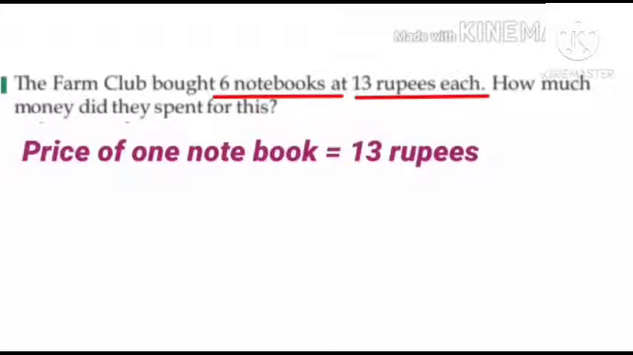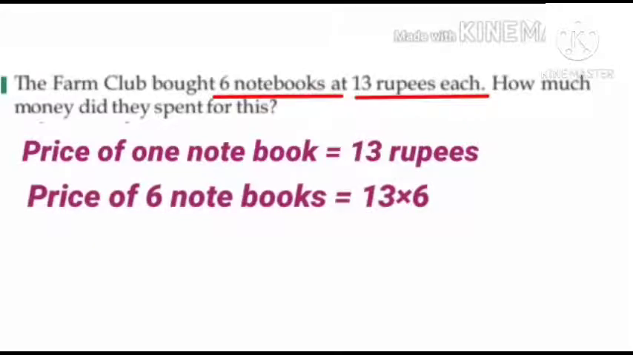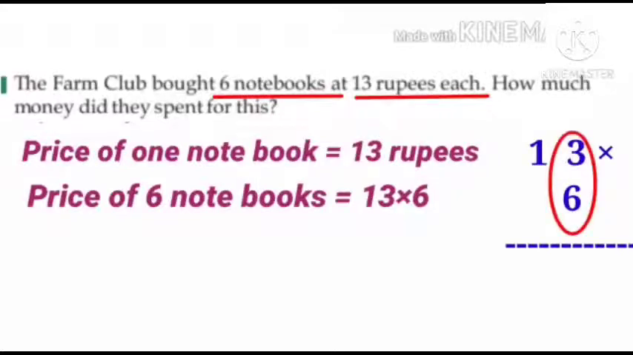You know, price of one notebook 13 rupees. So, price of 6 notebooks equal 6 times 13. That is 13 into 6. First multiply 6 with ones place. That is 6 into 3, 18. Write 8 in the ones place and put the remaining 1 above the tens place.